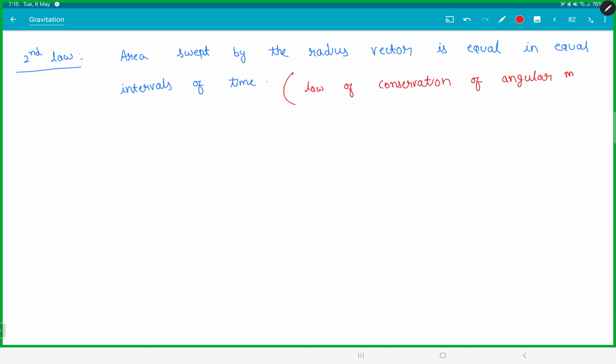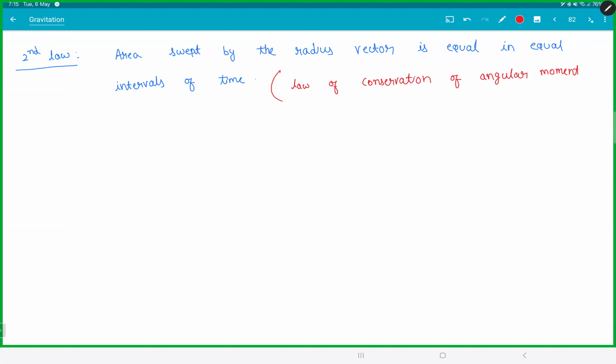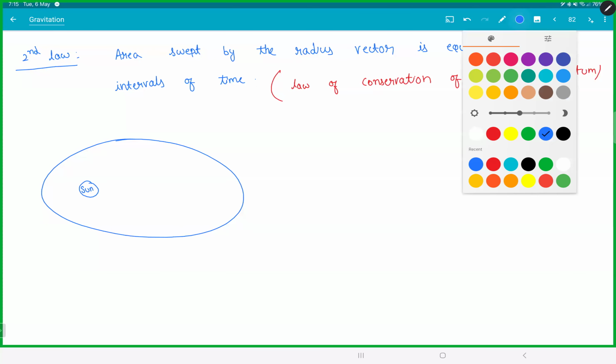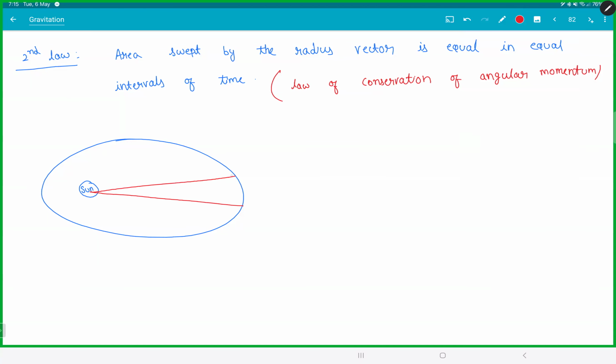This we actually proved. What this says is, let's say the planet goes from A to B in time t. It goes from C to D in the same time t. Kepler's second law says these two areas are equal. Area of SCD is equal to area of SAB.